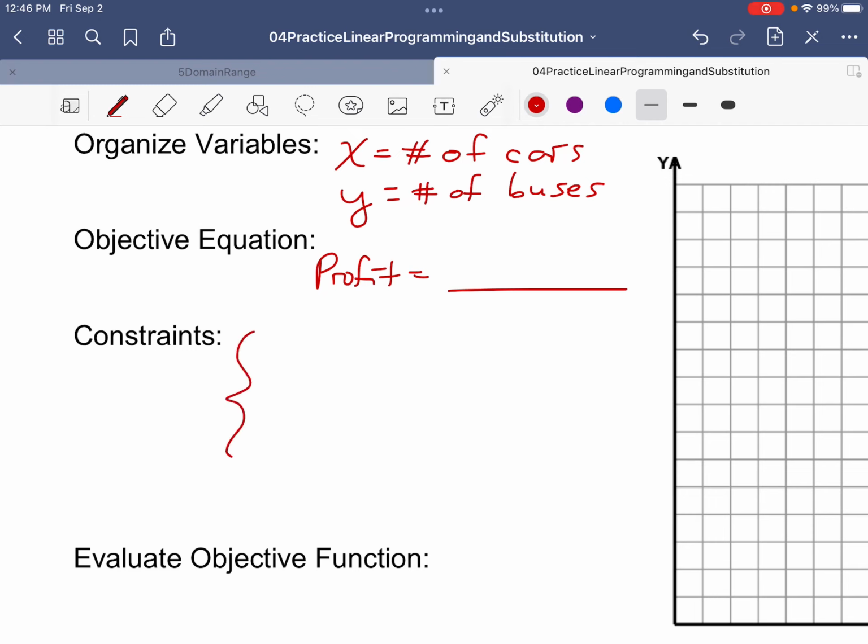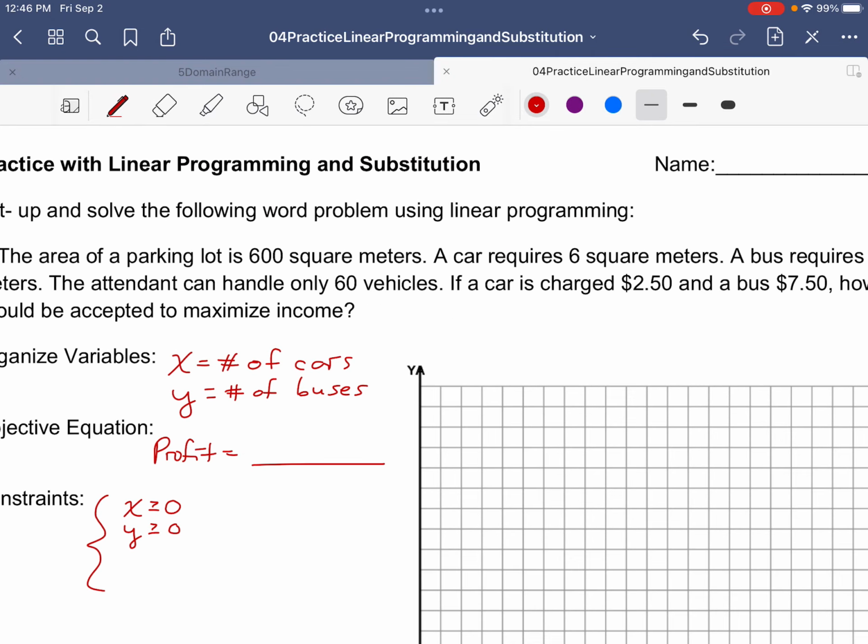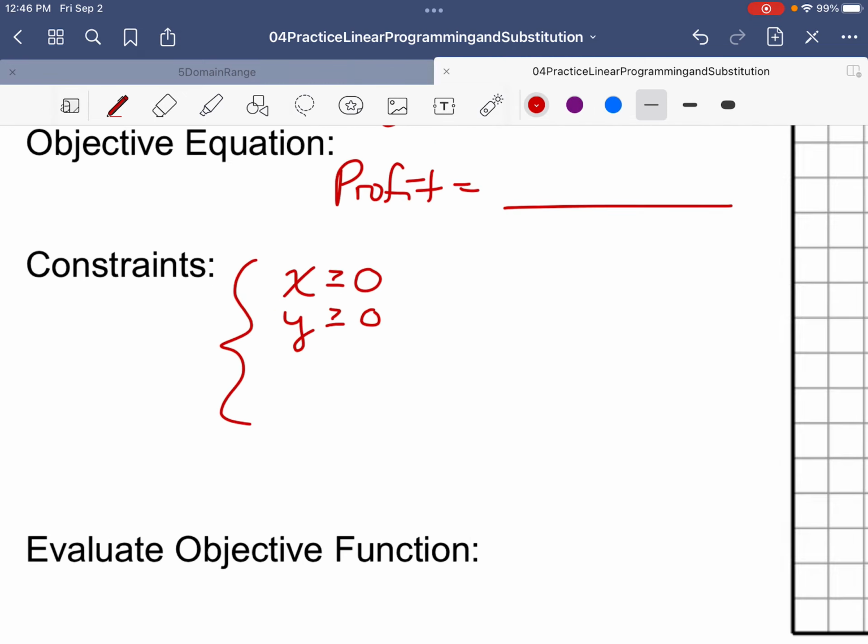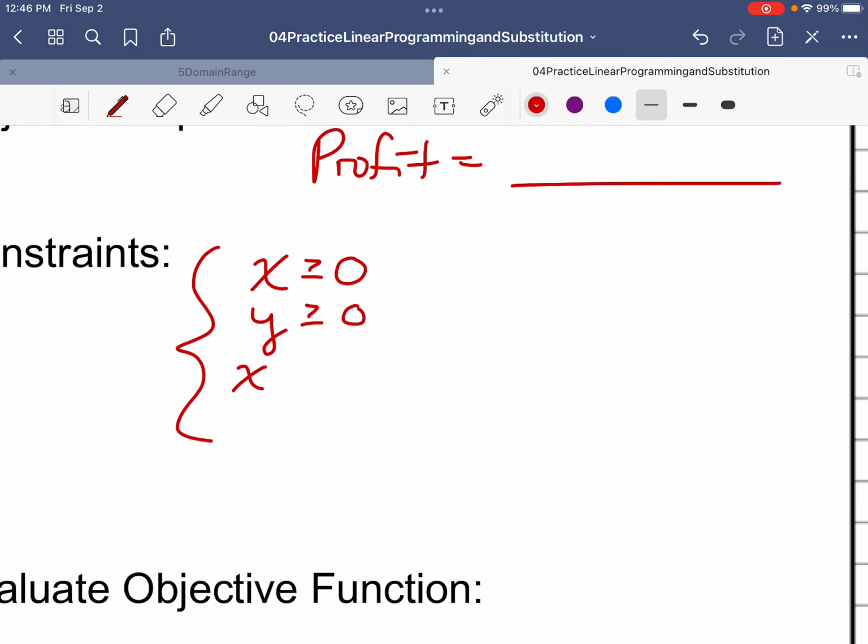Okay, this is one of those problems where we have two assumed constraints because nothing else is said. So we're going to say that we at least have to have positive cars and buses, no negatives. Now remember this sentence in the middle? It says that the attendant can handle 60 vehicles. Really what that's saying is the total amount of x and y can't be more than 60. The total amount of x and y.